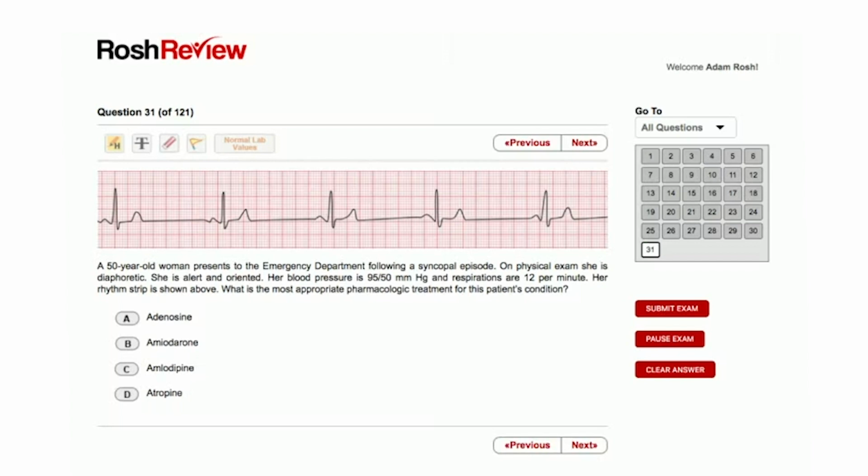All right, so we have a 50-year-old woman who presents to the emergency department following a syncopal episode. On physical exam, she is diaphoretic, she's alert and oriented. Her blood pressure is 95 over 50, and respirations are 12 per minute. Her rhythm strip is shown above. What is the most appropriate pharmacological treatment for this patient's condition?